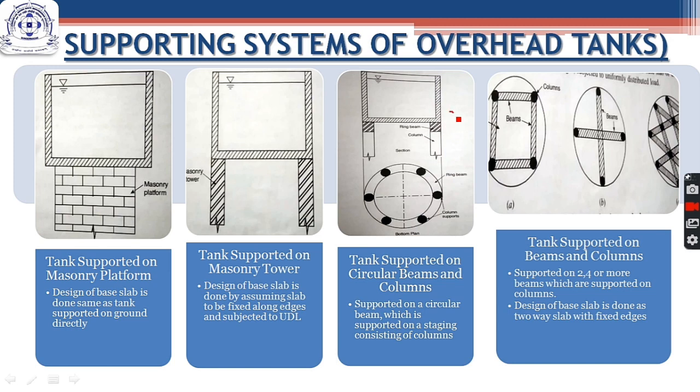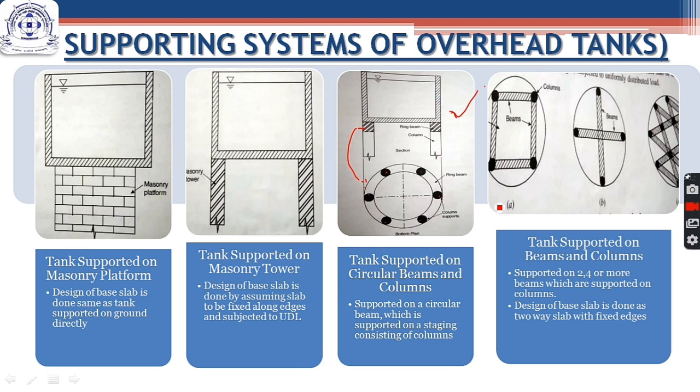Next, and generally the most preferred type of supporting system, is circular beams and columns. In this type of supporting system, the tank is supported on a circular ring beam. This is the plan showing the circular ring beam, and these are the columns which are supporting the beam. So the circular beam supported on various columns is the supporting system of the tank, and it is usually the most efficient and preferred type.